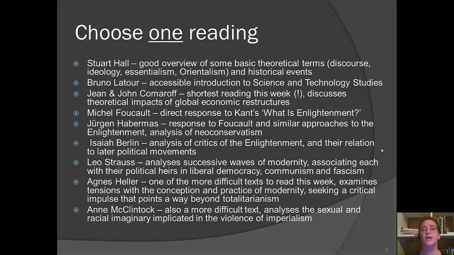It's quite short, so on that level it's one of the easier texts to read, but because it's short, it's very compressed. It can be a little bit hard to unpack. But if you are familiar with discussions around global economy, you may find it a very accessible text.